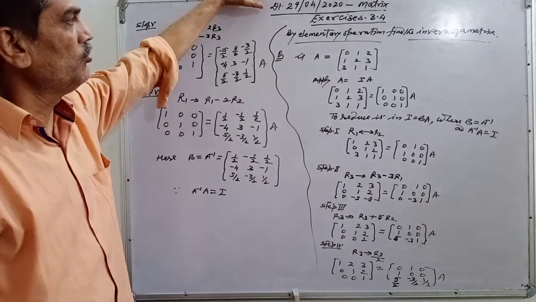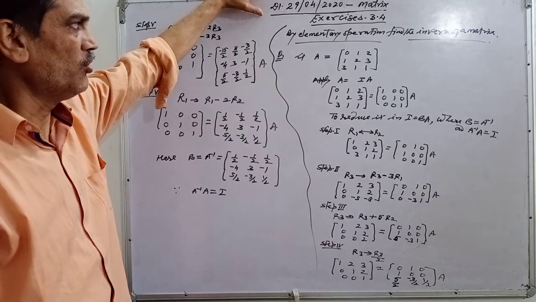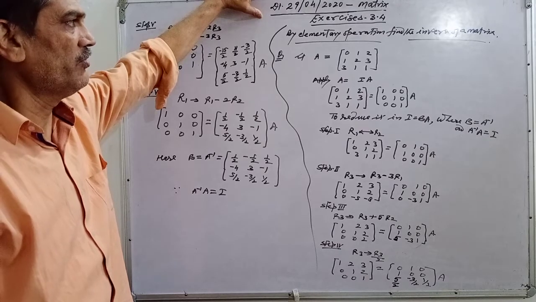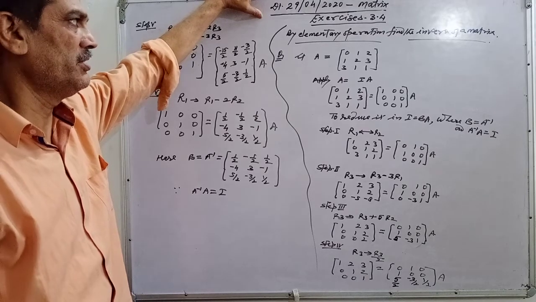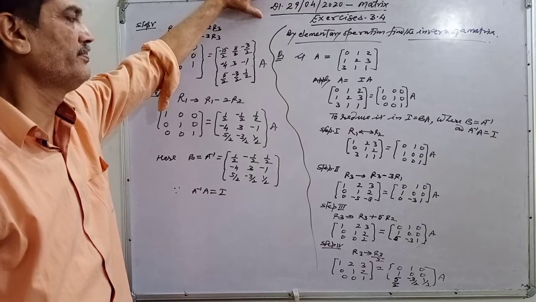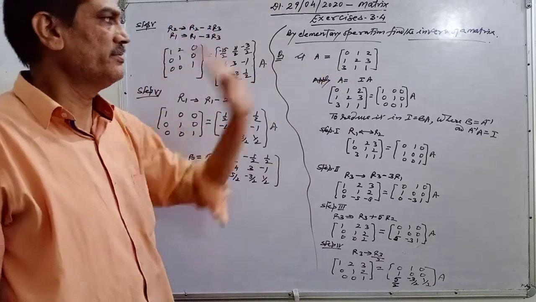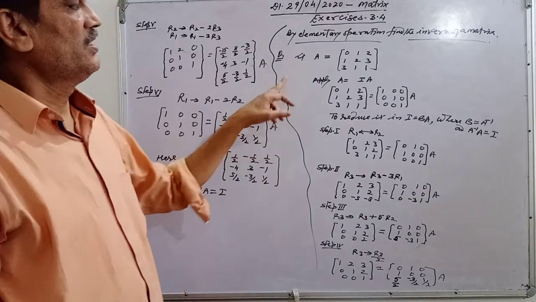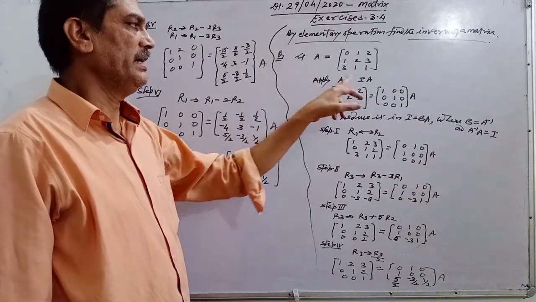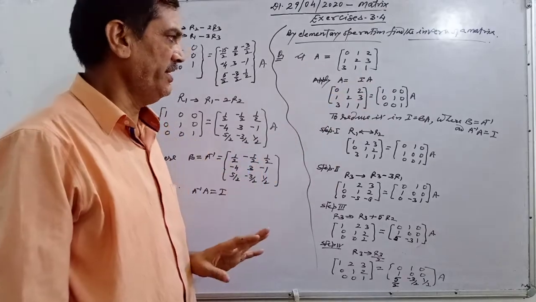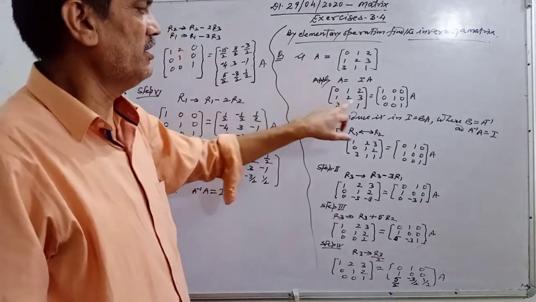Okay, let us do one question from exercise 3.4. How to find the inverse of a square matrix by elementary row operation. Let matrix A be this. First, you will write A is equal to IA. Why? Because I into A is A. So A is equal to IA.